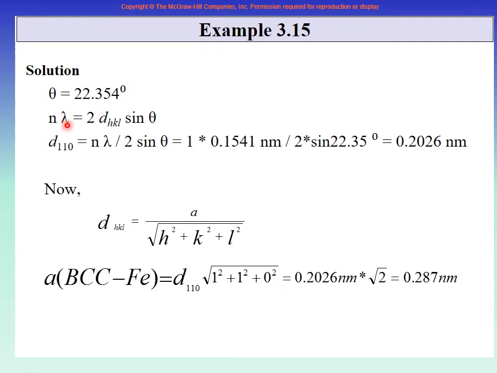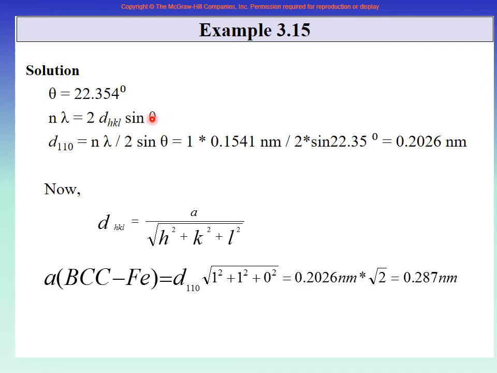This is the equation. Lambda is equal to 2d sine theta, so n is equal to 1. From here, if you separate d, then it is lambda upon 2 sine theta. So this is the d. And this was the equation d_hkl is equal to a upon the square root of h squared plus k squared plus l squared. So d you have already found. The hkl are 110. So find a, right? So this is it. So you have two equations. One equation is n lambda, or lambda, is equal to 2d sine theta.